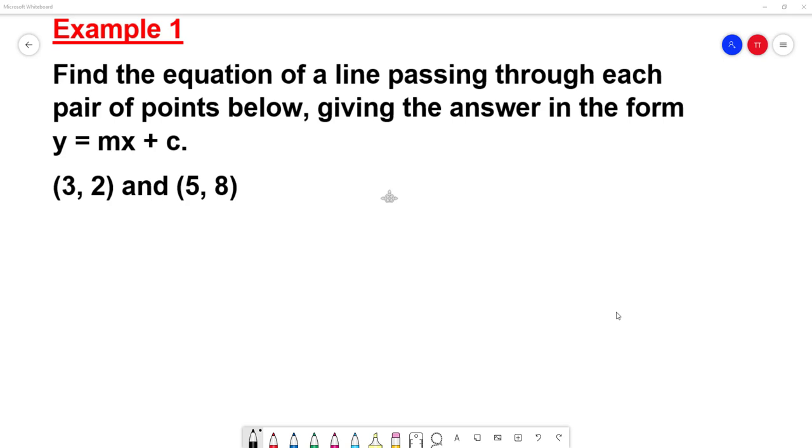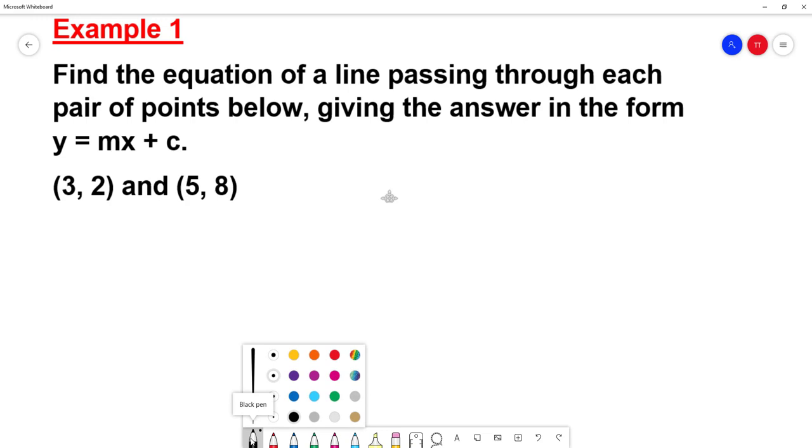In this question, we're going to look at the equation of a line that passes through a pair of points. The question states, find the equation of a line passing through each pair of points below, giving the answer in the form y equals mx plus c. So we've got two coordinates, (3, 2) and (5, 8). The problem with this is we don't know what the gradient is.